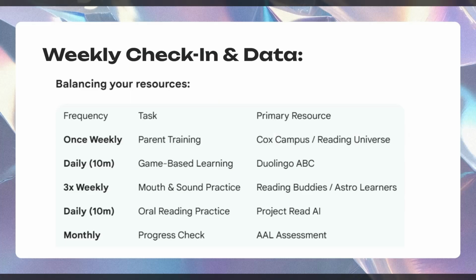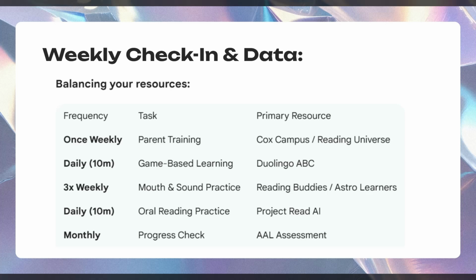So, what does this look like in a week? Maybe once a week you're taking that parent training, learning a new skill alongside your child. Daily, your child may be using an app that you feel comfortable using, like Duolingo or Nessie Learning. Three times weekly, you want to watch Reading Buddies together or watch Astronomical Learners videos together and talk about that mouth and sound practice. Daily, you might want to invest in Project Read AI and commit to that 10 to 15 minutes of oral reading practice a day.